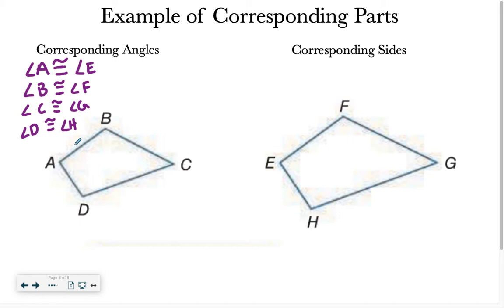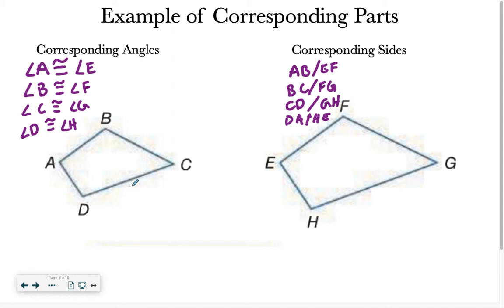Let's look at side lengths. AB is the same as EF. So AB and then EF. And then if I were to look at BC and FG, BC, FG, and then CD lines up with GH, and then DA lines up with HE. Okay, so those are my corresponding parts of those two figures.